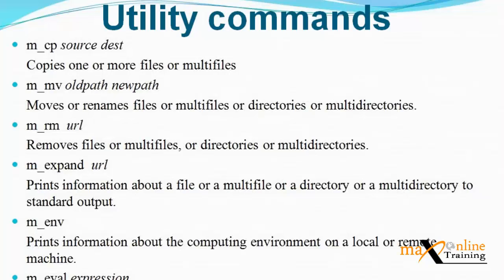And m_env, the environment command, prints information about the computing environment. You can use it to get all the values for the variables which you have listed. And there are other options also. If you specify -v, it will print the version of the Co-op and the EME if it is available. So m_env -v or -version will let you know the version that we are accessing.